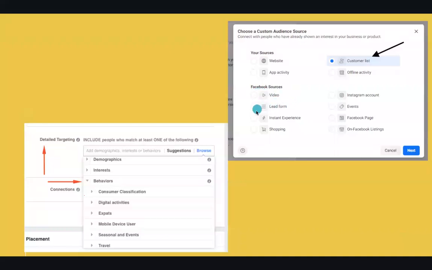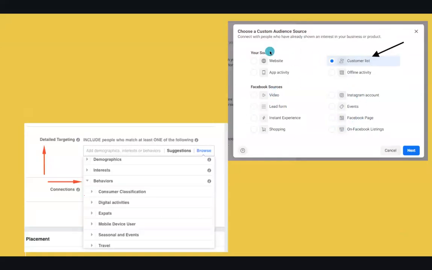Lead form, people who filled your form. Instagram account, people who have interacted with your Instagram account, whether they visited it, whether they liked or they did not like it. So far, they have landed on your Instagram account, you can target them. Do you understand? People who liked, who commented, who engaged, who interacted at any point with your Instagram account. Facebook page, the same thing, right?